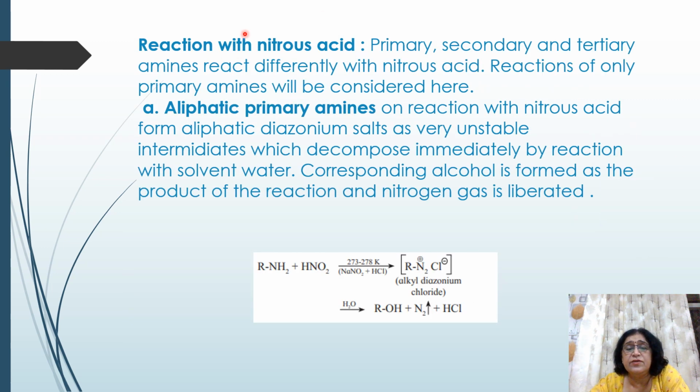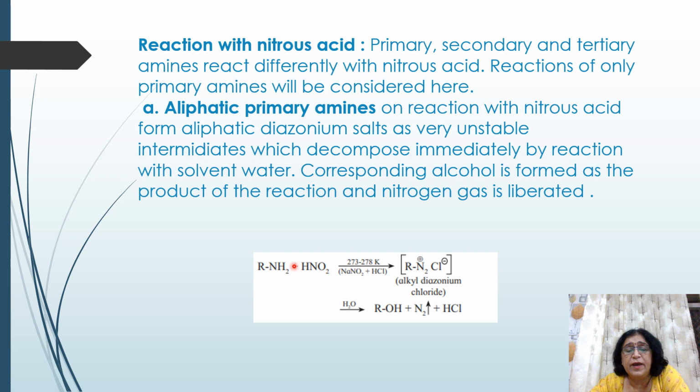Then, reaction with nitrous acid. Primary, secondary and tertiary amines react differently with nitrous acid. The reactions of only primary amines will be considered here. An aliphatic primary amine on reaction with nitrous acid gives an aliphatic diazonium salt. The aliphatic diazonium salt is very unstable, and it decomposes to give alcohol plus nitrogen gas, which is liberated, and HCl.